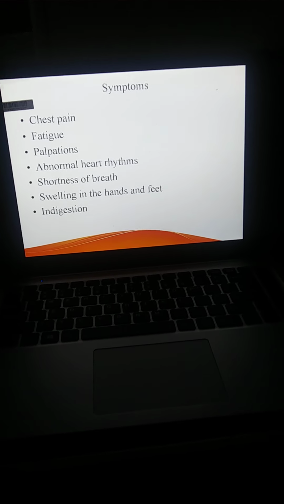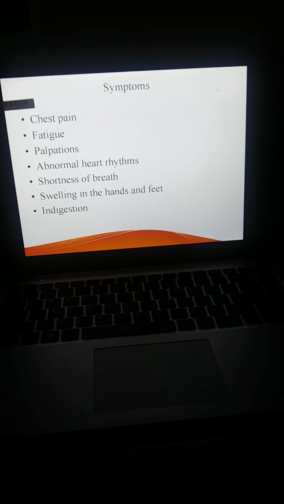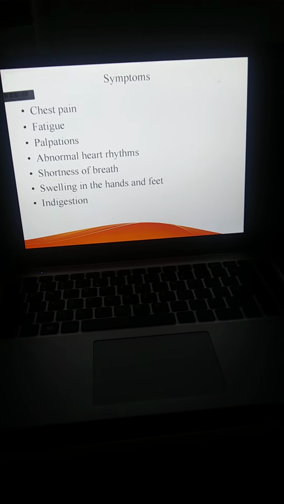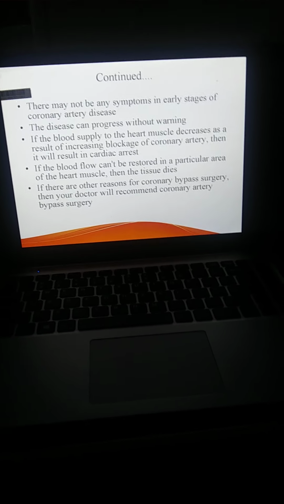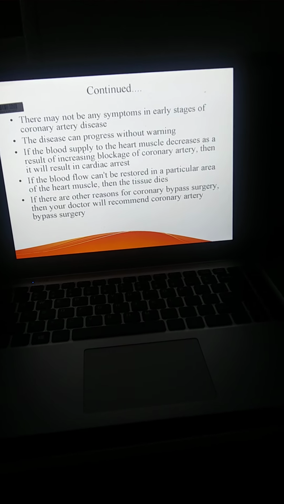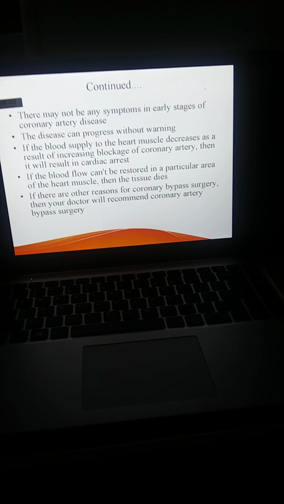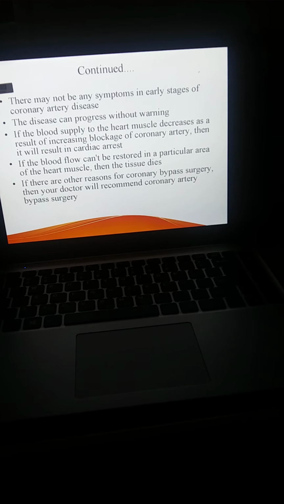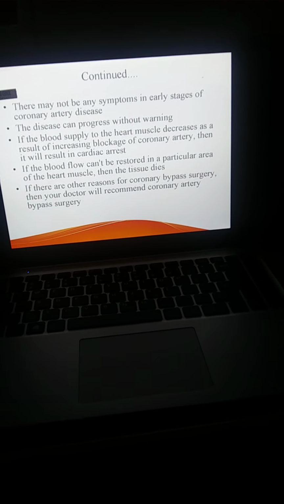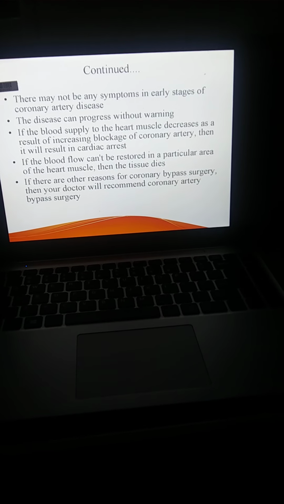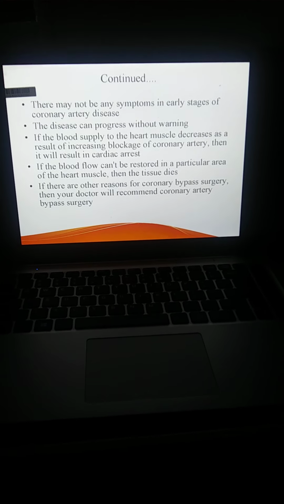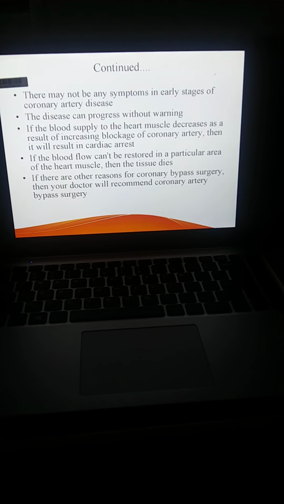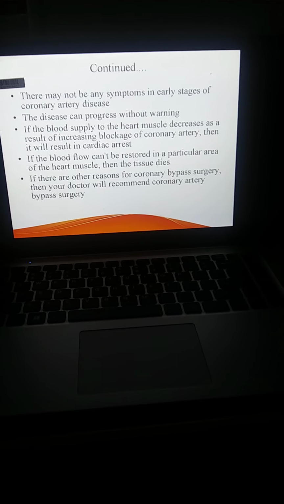The symptoms include chest pain, fatigue, palpitations, abnormal heart rhythms, shortness of breath, swelling in the hands and feet, and indigestion. There may not be any symptoms in early stages of coronary artery disease. The disease can progress without warning. If the blood supply to the heart muscle decreases as a result of increasing blockage of a coronary artery, then it will result in cardiac arrest. If the blood flow can't be restored in a particular area of the heart muscle, then the tissue dies. If there are other reasons for coronary bypass surgery, then your doctor will recommend coronary artery bypass surgery.